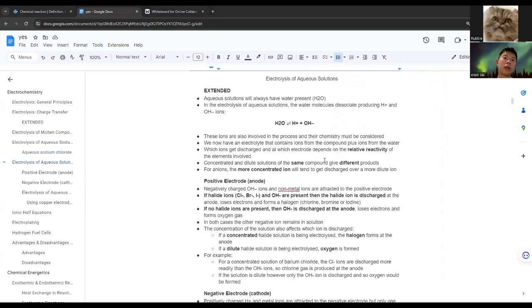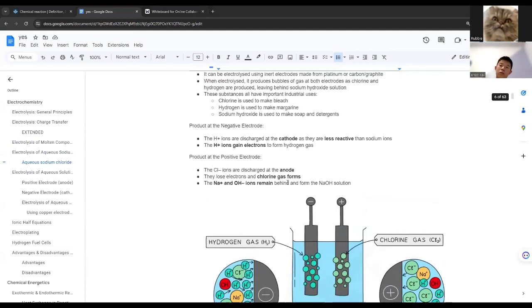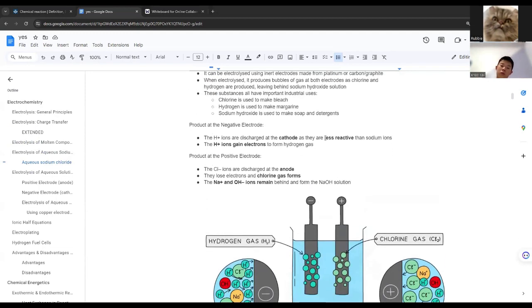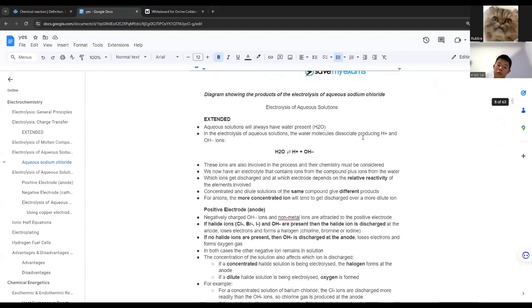We now have an electrolyte that contains ions from the compound NaCl and ions from the water, H plus and hydroxide. Which ions get discharged and at which electrodes depends on the relative reactivity, or the reactivity series, of the elements involved. Like before, if it's less reactive, it is discharged. If it's more reactive, that means sodium ions stay in solution.